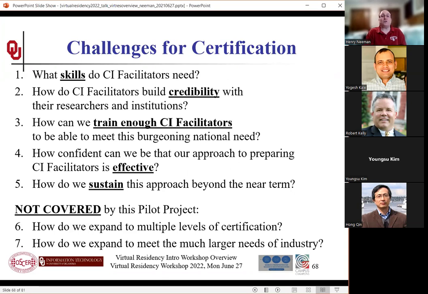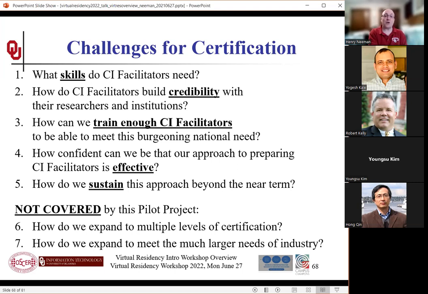So what are their challenges? What skills do facilitators need? How do the facilitators build credibility? How do we train enough of them to meet the need? How do we know that what we're doing works? And how do we sustain it over the long term?